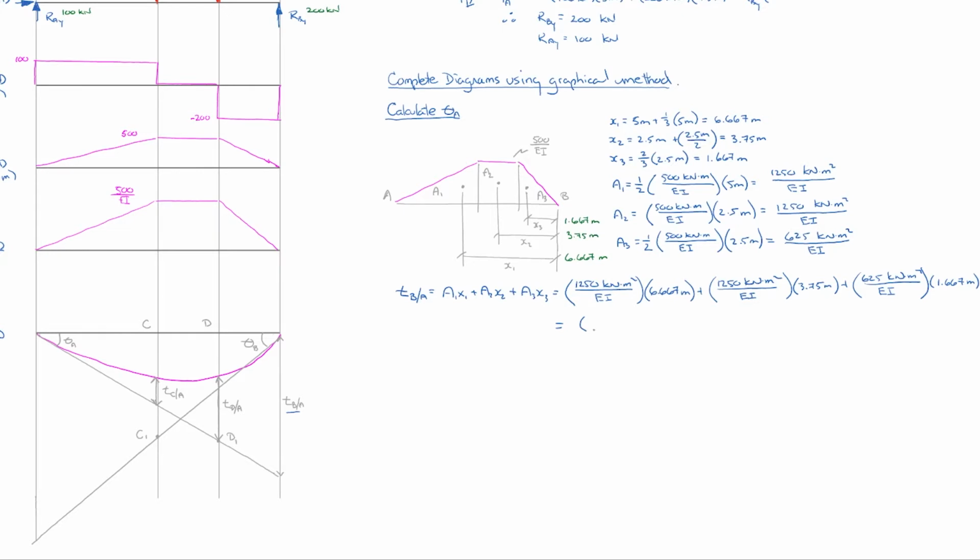So at the top we have 8,334 kilonewton meters cubed plus 4688 kilonewton meters cubed. Have to be summing like units, of course. Plus 1042 kilonewton meters cubed. And that's all divided by EI.